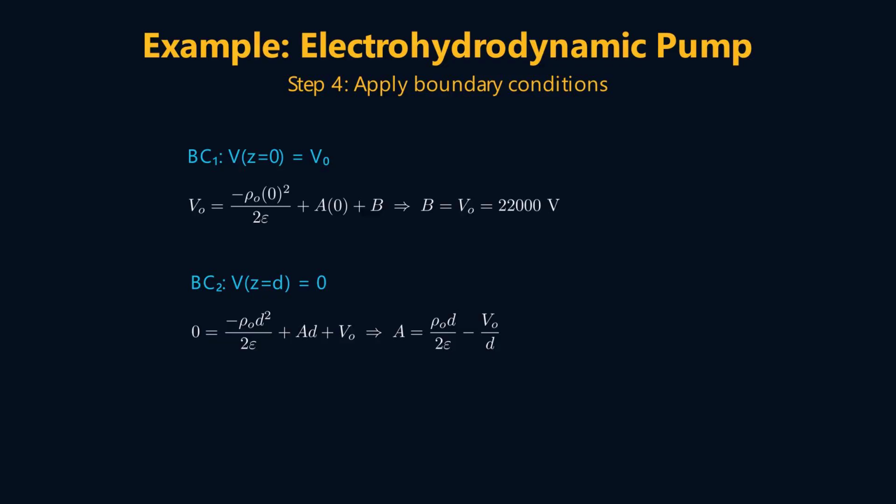Step 4. Apply boundary conditions. At z equals 0, V equals VO, so b equals VO. That gives us b equals 22,000 volts. At z equals d, V equals 0, so 0 equals negative ρOd squared over 2 epsilon plus ad plus VO. Solving for a equals ρOd over 2 epsilon minus VO over d.